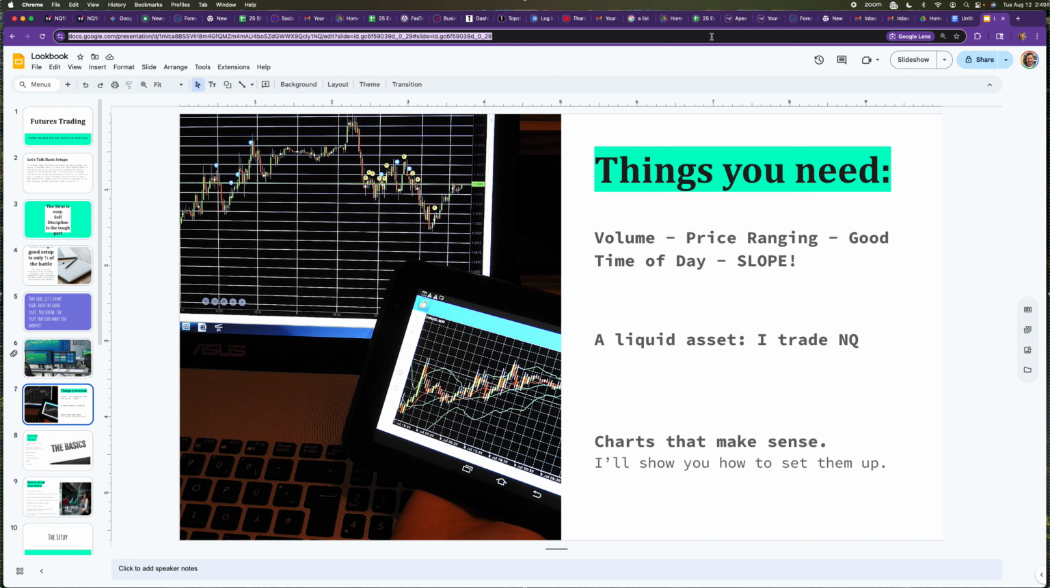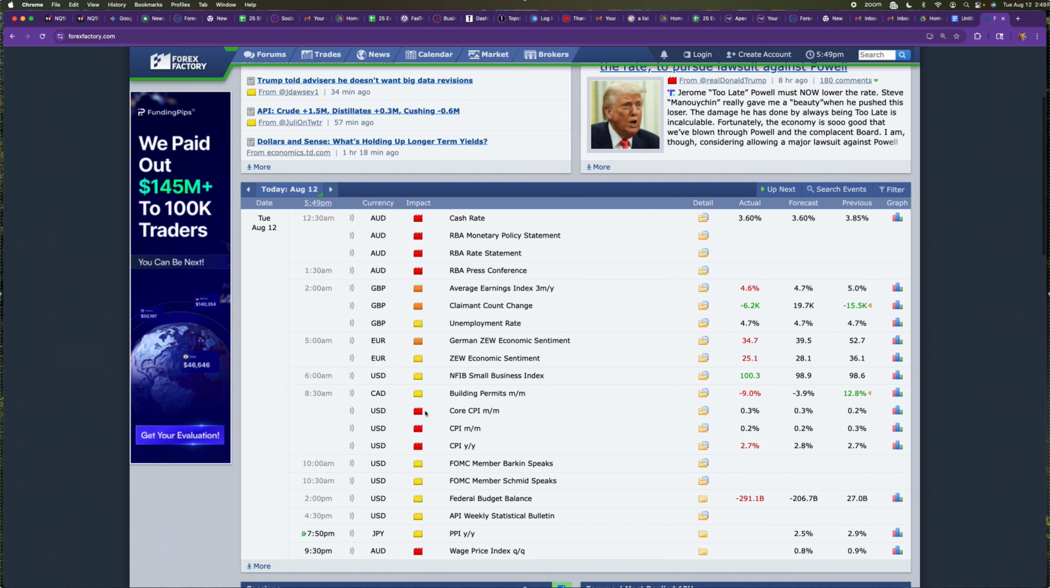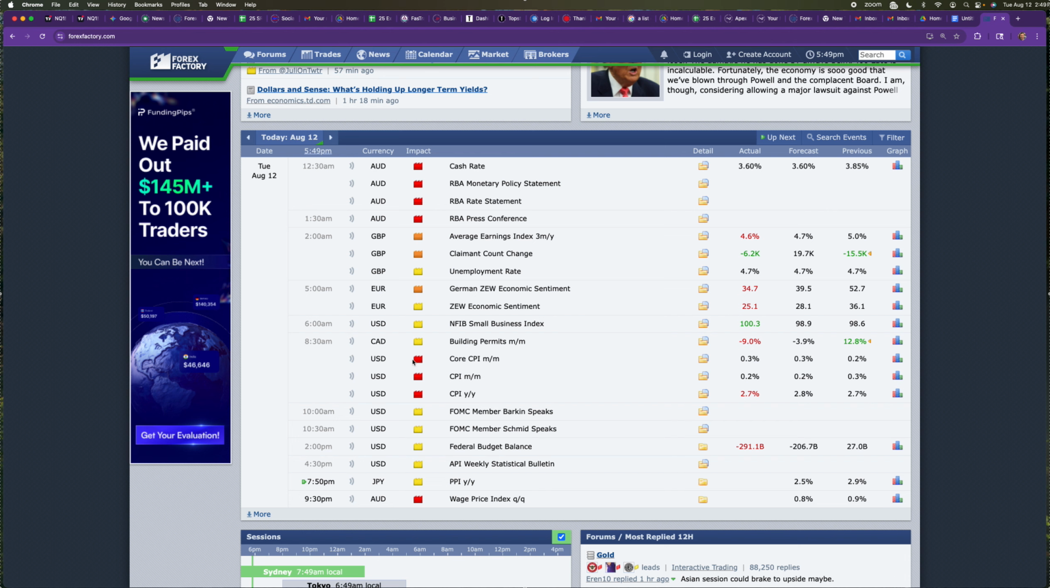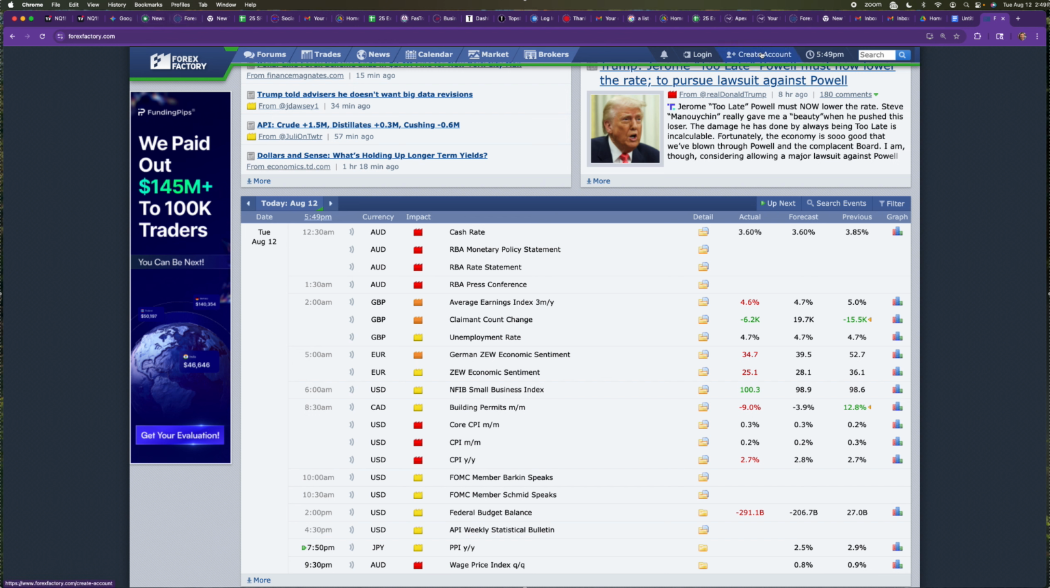Just type in forexfactory.com. Every day, you've got red letter events that may or may not occur. Today, Tuesday, August 12th, we had core CPI at 8:30 a.m., and that definitely pushed the market around. No question about it. So you got to have things like that ready to go. You got to know when those things are happening and be ready to trade them.